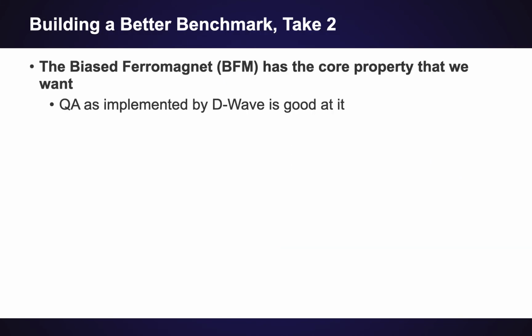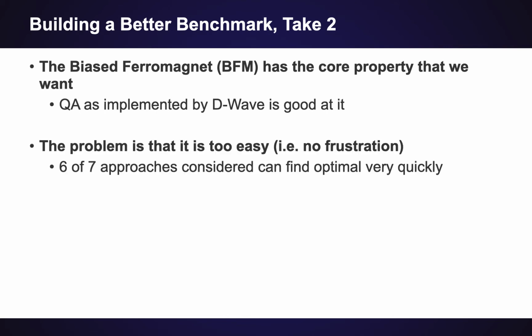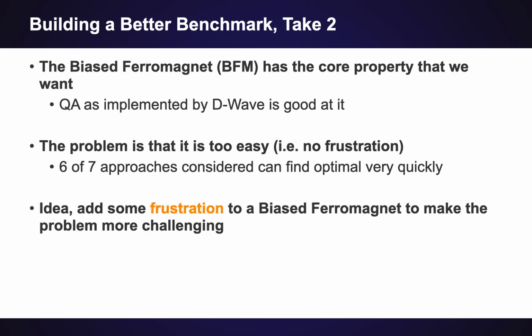So given that insight, we're going to work on building a better benchmark. So this one has the core properties that we want in that quantum annealing is very good at solving this problem, but it's too easy for all those other algorithms. 6 of the 7 approaches can easily find optimal or near optimal solutions to this problem. So the next idea is to add some frustration to the biased ferromagnet to make the problem more challenging.